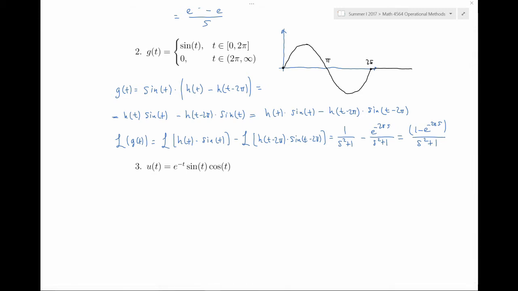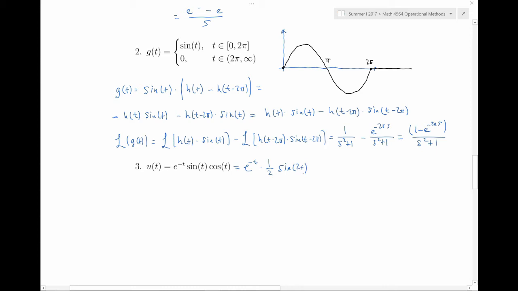Simple, isn't it? Alright, the last function doesn't look like a shift. It looks like a function sine of t times cosine t multiplied by an exponential factor. Well, we don't know what the Laplace transform for sine of t times cosine t is, but with the help of a little bit of trigonometric formulas, we can easily convert it into the following. So, sine t cosine t is exactly 1/2 sine of 2t.